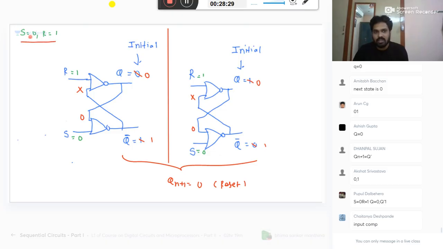It is more meaningful. Now you observe S equal to 0, R equal to 1. R equal to 1 means what? It is giving reset in the output. Reset means 0. Is this clear? Shall I move further?